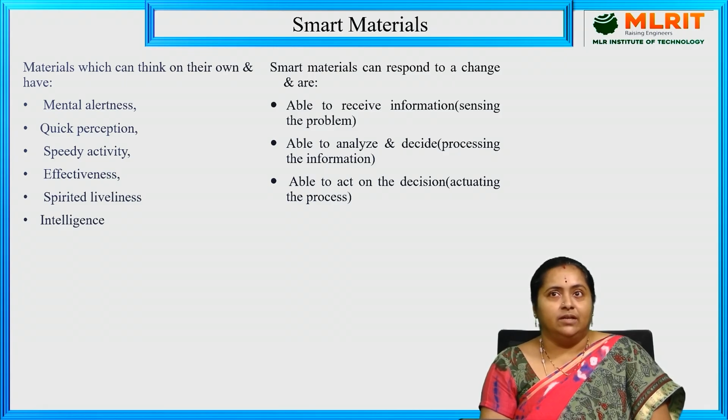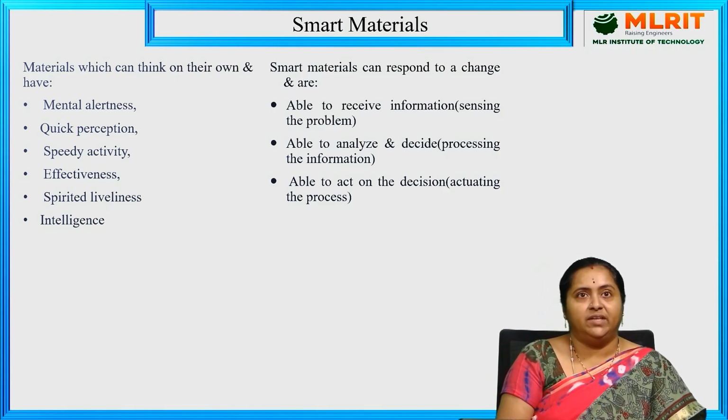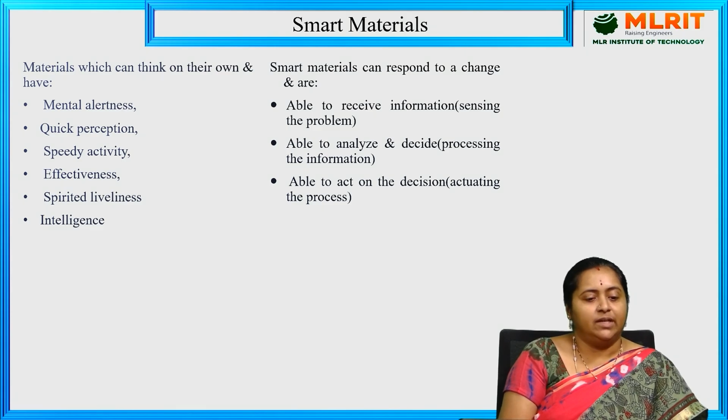Step 1, it is able to receive the information, that is, sensing the problem, identifying the problem from the surroundings. Then it is able to process that information, that is, analyzing and deciding, and then actual processing takes place, and accordingly it will respond as output, that is, act on the decision. If you notice the same thing with normal or traditional materials, they are able to think on their own, and they have these abilities: mental alertness, quick perception, speedy activity, effectiveness, spirited liveliness, and intelligence.